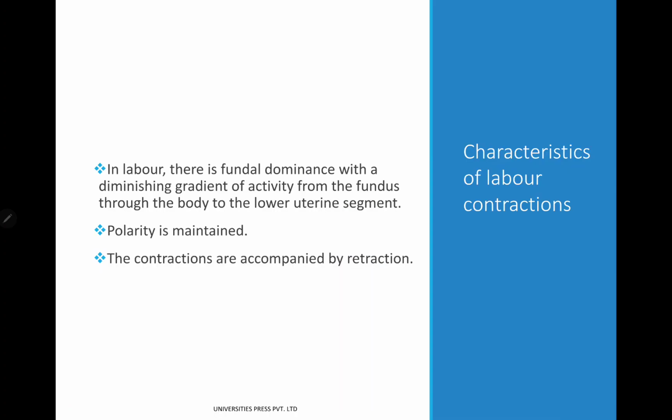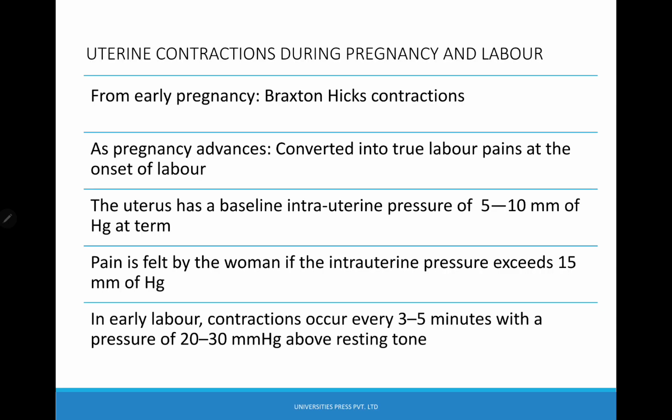So what are the characteristics of labor contractions? In labor, there is a fundal dominance with a diminishing gradient of activity from the fundus through the body to the lower uterine segment. Polarity is maintained. Contractions are accompanied by retraction.